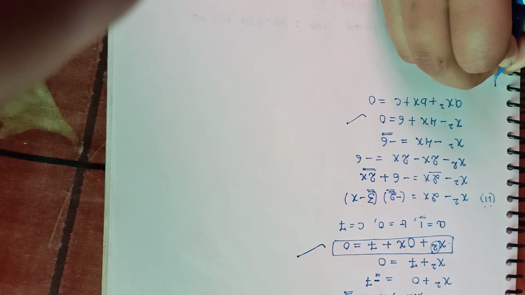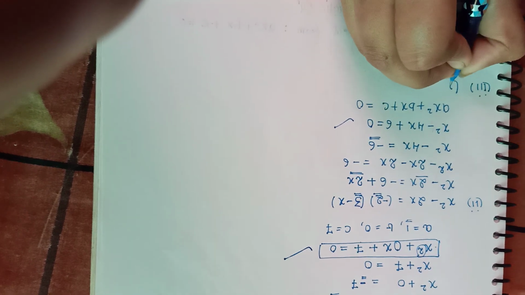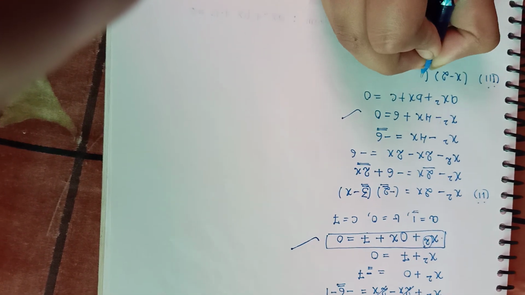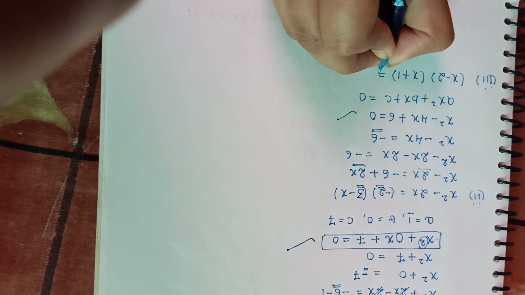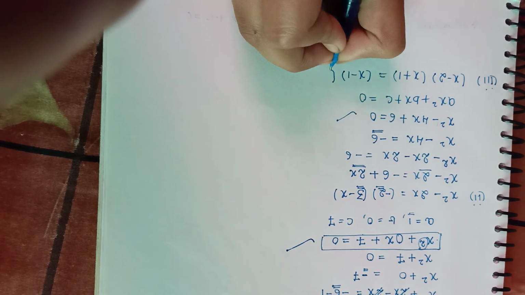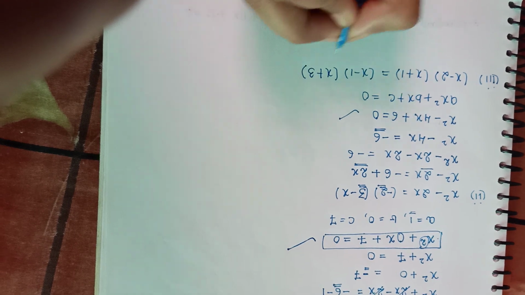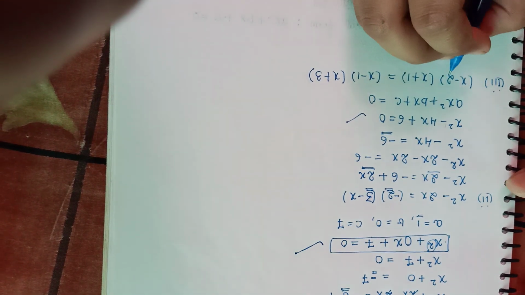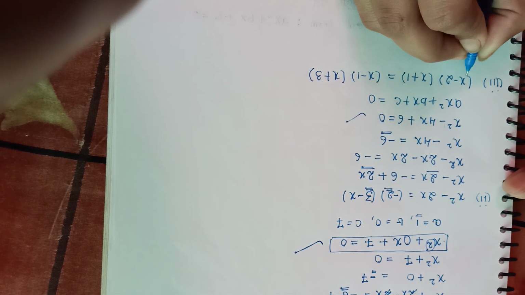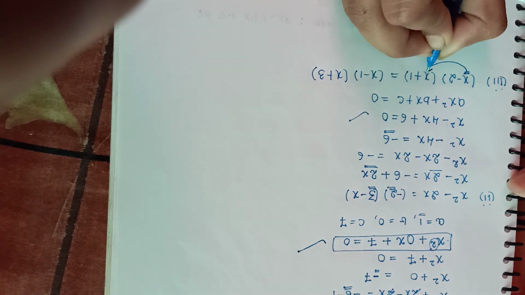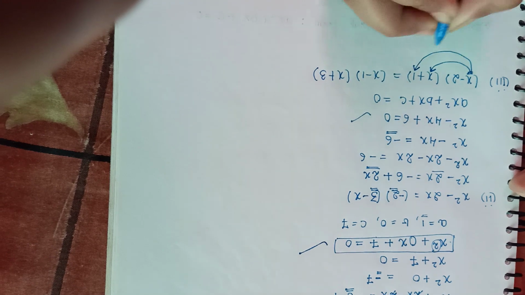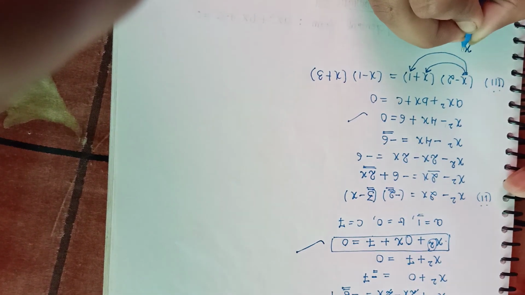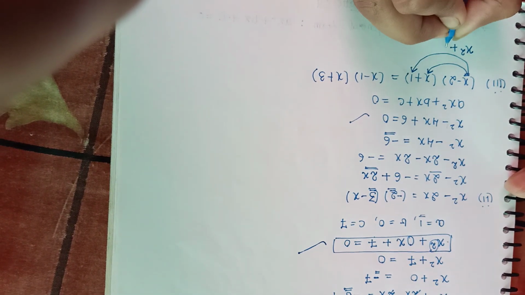Now we are moving towards the third question, that is (x plus 1) equals to (x minus 1)(x plus 3). Firstly we are going to open the brackets. So we have to firstly multiply this x by this x and then 1. So what will we get? We will get x square plus x.